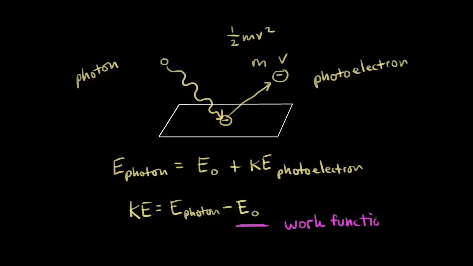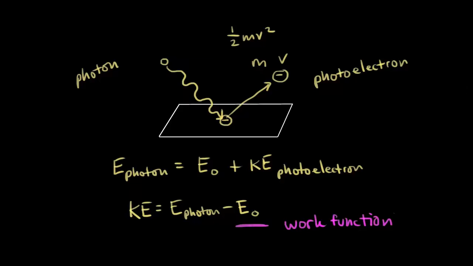And the work function is different for every kind of metal. So it's the minimum amount of energy that's necessary to free the electron. And so obviously that's going to be different depending on what metal you're talking about. All right, let's do a problem.